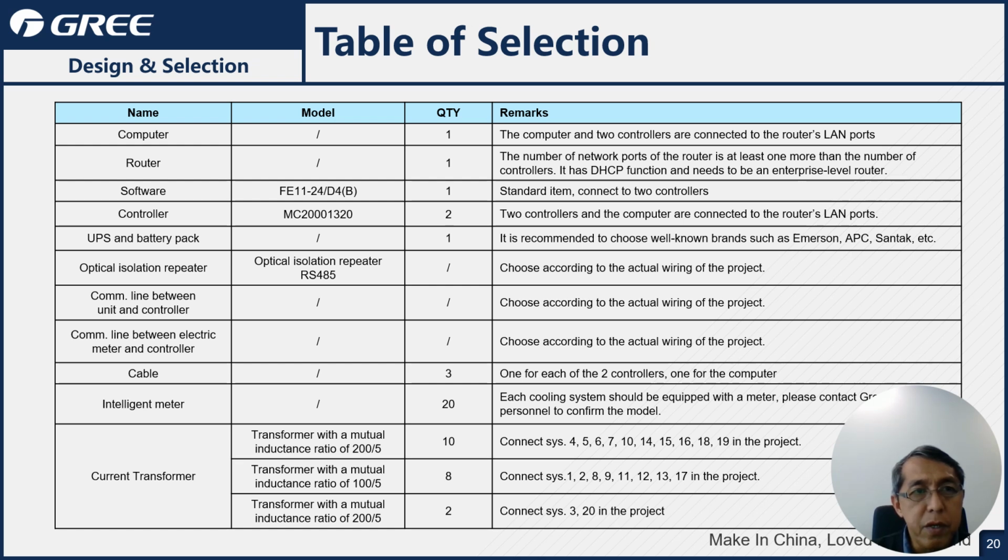For the computer, you'll need the computer, the router, like what we have mentioned, the controller, the UPS and battery pack, optical isolation repeater, communication line between unit and controller, communication line between electric meter and controller, cable, intelligent meter, and current transformer. So for the sample previously, the quantity is assumed.